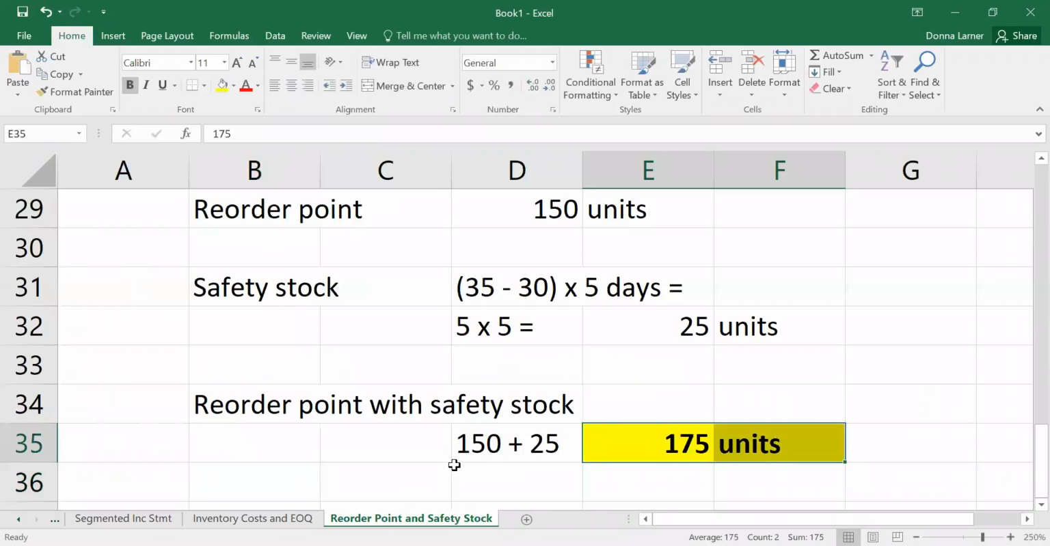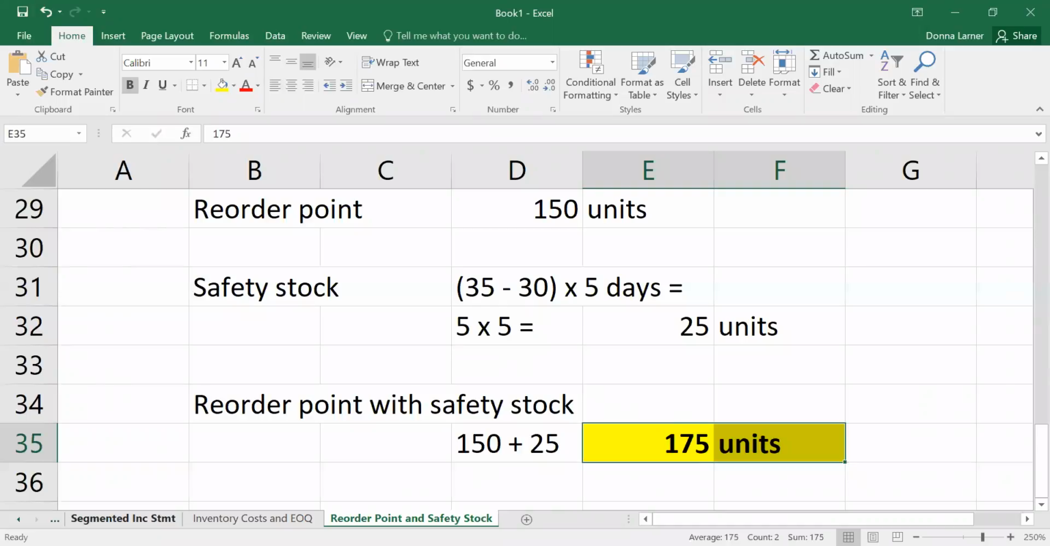That takes into consideration the fact that during those 5 days we're waiting for the order to come in, while we think we're only going to use 30 units, what if we need to use 35 every day? We will still have enough, and we won't run into any of those stock out costs, the costs of not having inventory when we need it.